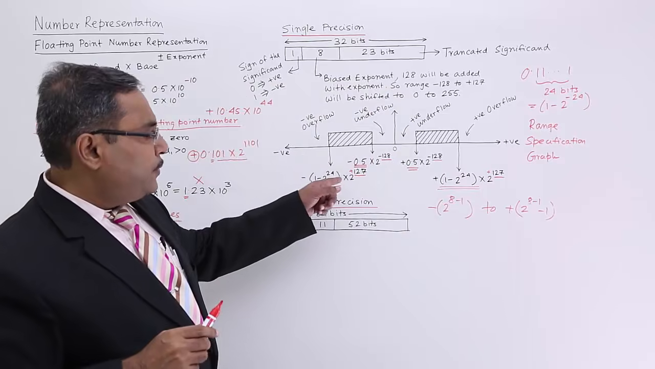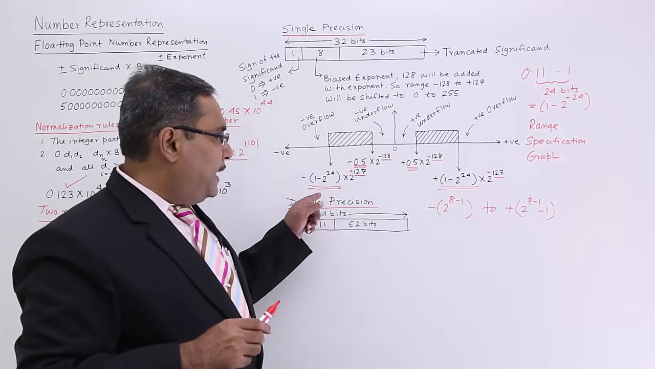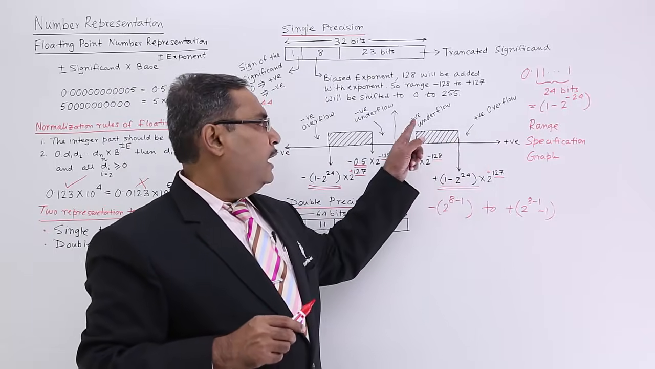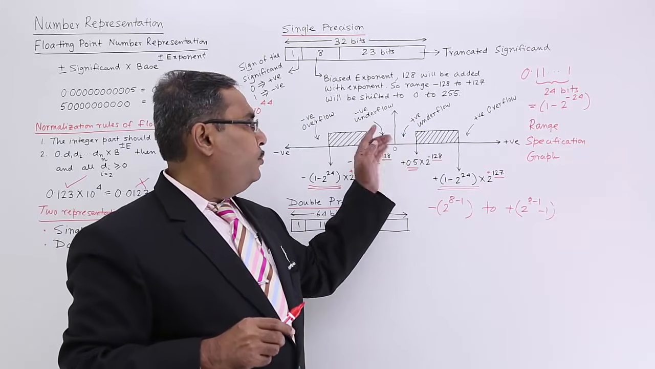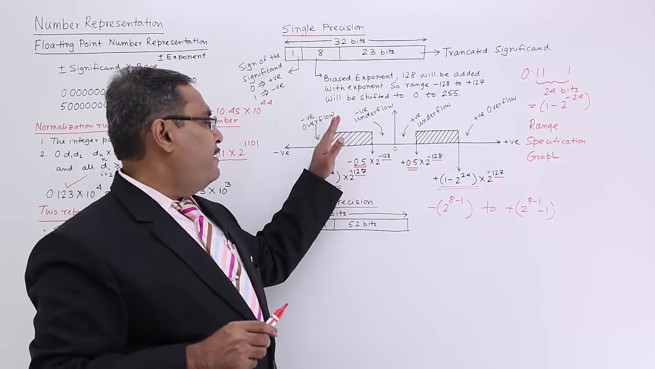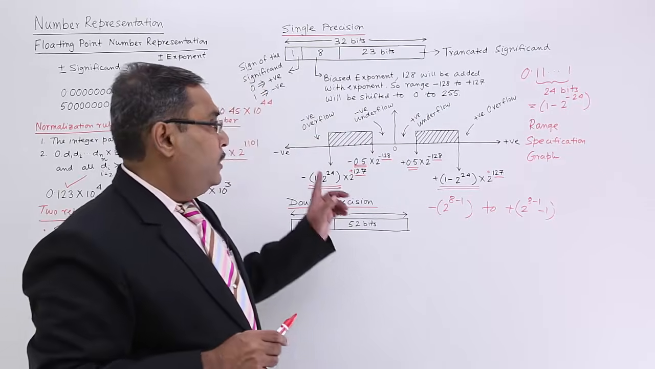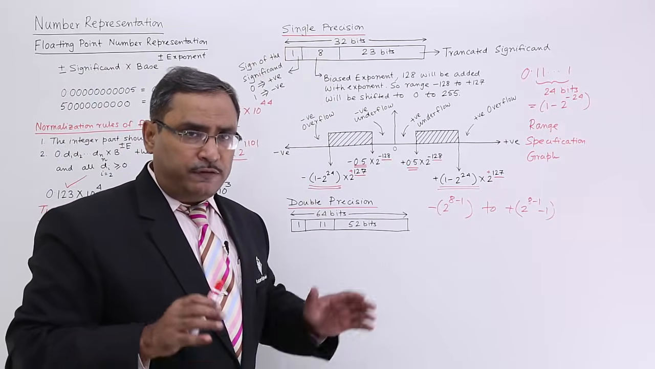So in this way I have described and explained all these values. So this is my positive overflow. Below this limit it cannot be expressed, so positive underflow. Below this limit cannot be expressed, negative underflow. Above this limit cannot be expressed, so that is a negative overflow. So that is for single precision, where you have 32 bits of space.